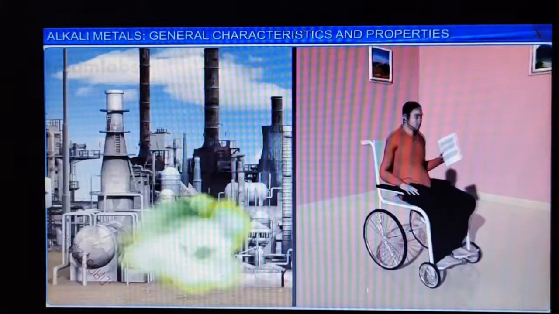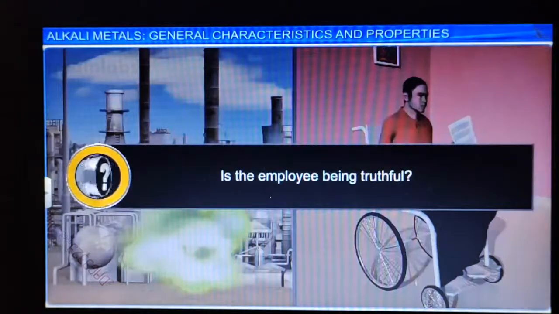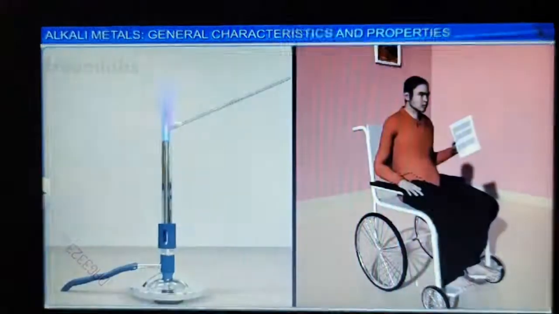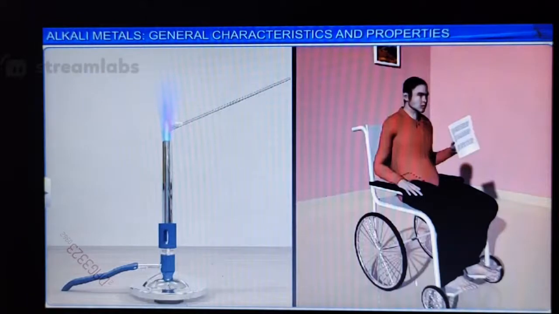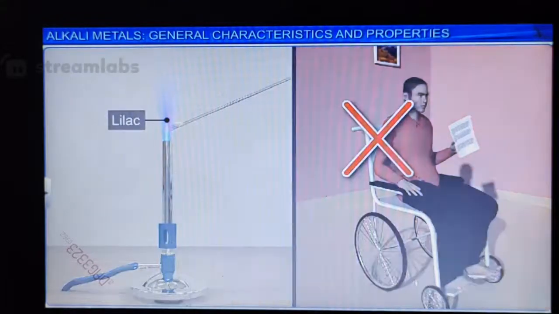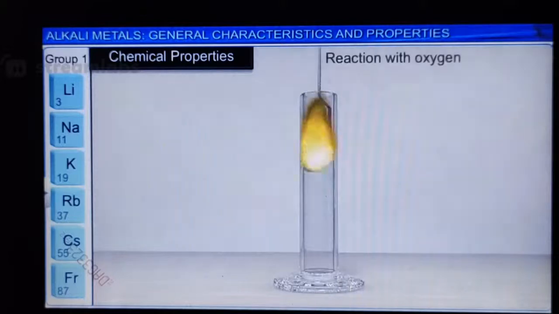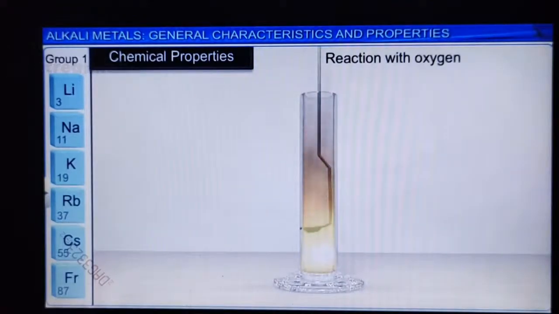एक एप्लीकेशन बेस्ड क्वेश्चन ये हमने देखा था कि एक बंदे का एक फैक्ट्री में एक्सप्लोजन हुआ, तो उस बंदे ने क्लेम किया कि भाई फैक्ट्री की वजह से मैं अपाहिज हो गया। तो इज द एम्प्लॉय बीइंग ट्रूथफुल? बिकॉज ऑफ द प्रेजेंस ऑफ पोटेशियम वी गेट अ लिलियक फ्लेम। और पोटेशियम हाइड्रोक्साइड का फैक्ट्री था। तो वो कलर तो ग्रीन कलर का था, पोटेशियम लिलियक कलर देता है, तो एम्प्लॉय का क्लेम पास नहीं हुआ. If we talk about the chemical properties, I hope you understood that?